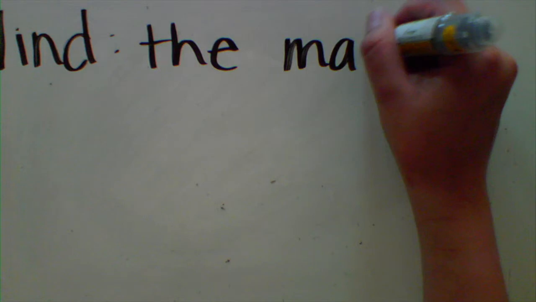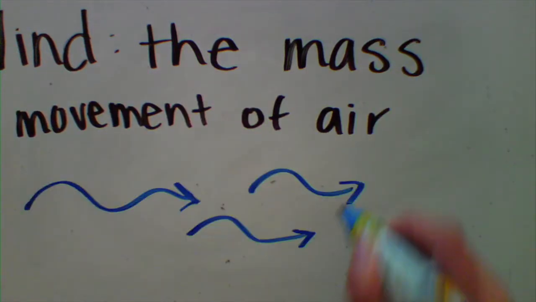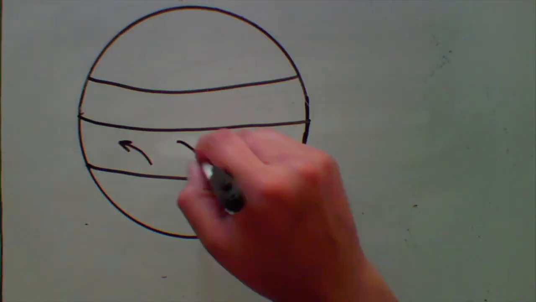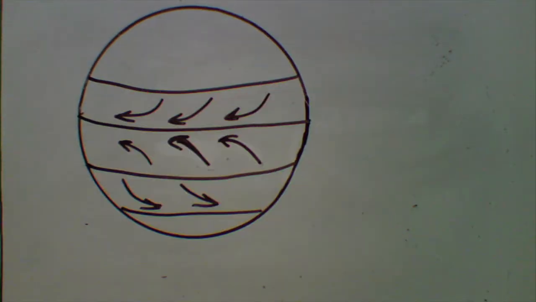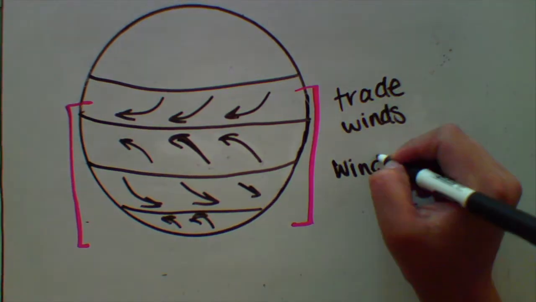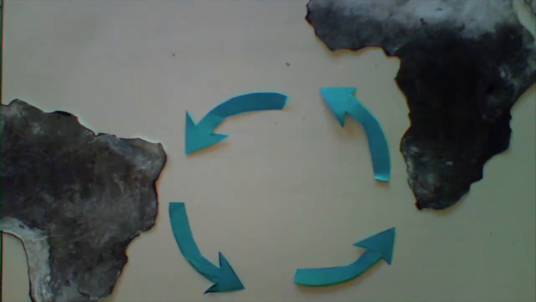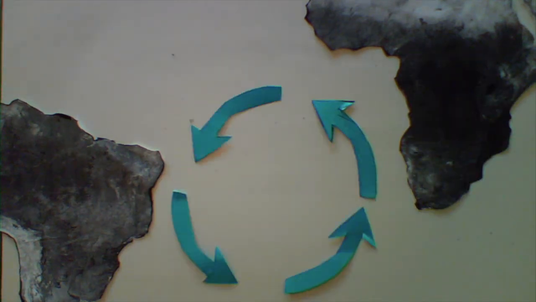First, let's examine the wind directions. Wind is the mass movement of air. Looking at the area near the South Atlantic Gyre, we see that the wind directions that may affect the gyre include the trade winds and the westerlies. On either side of the equator, the trade winds come together and move west, while the westerlies blow wind from the west. These wind patterns cause the surface of the ocean to move counterclockwise.